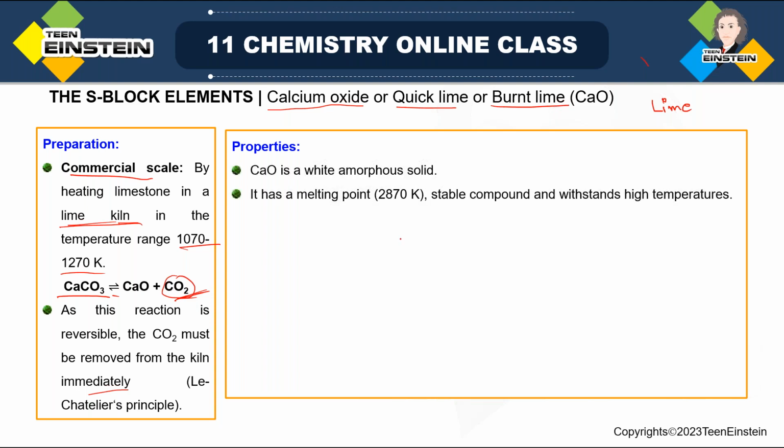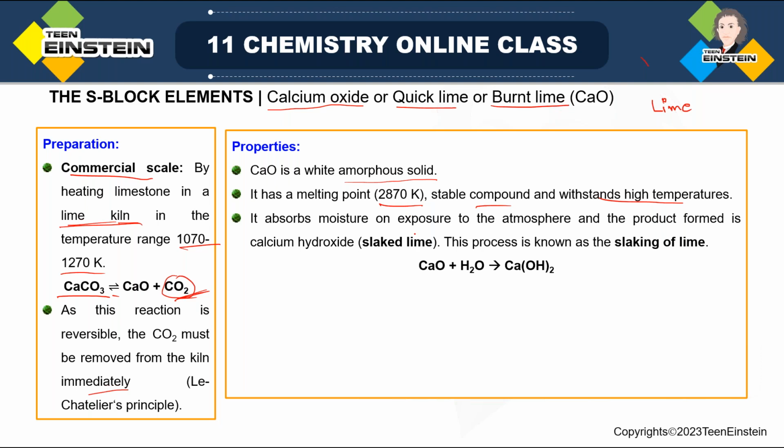Properties: calcium oxide is a white amorphous solid, not crystalline, amorphous. It has a very high melting point, so it is a stable compound and it can withstand very high temperature. It can also absorb moisture on exposure to the atmosphere, and after absorption of moisture, the product that we are getting is basically calcium hydroxide.